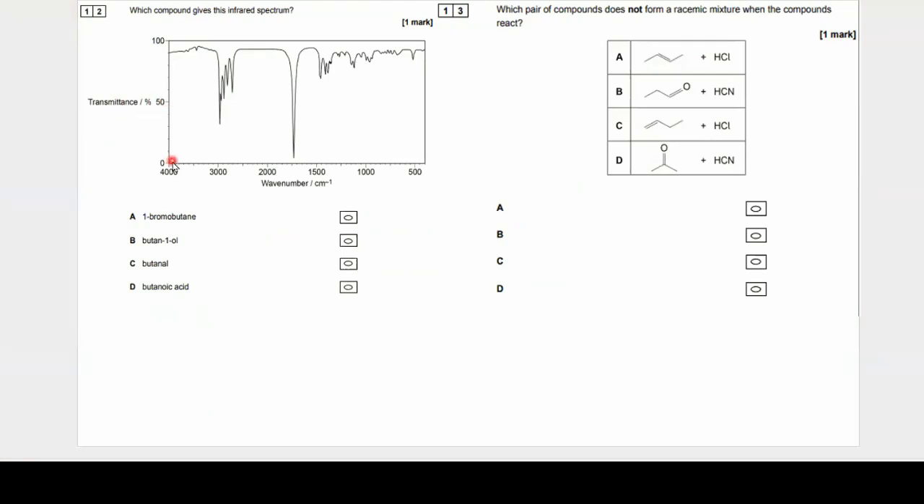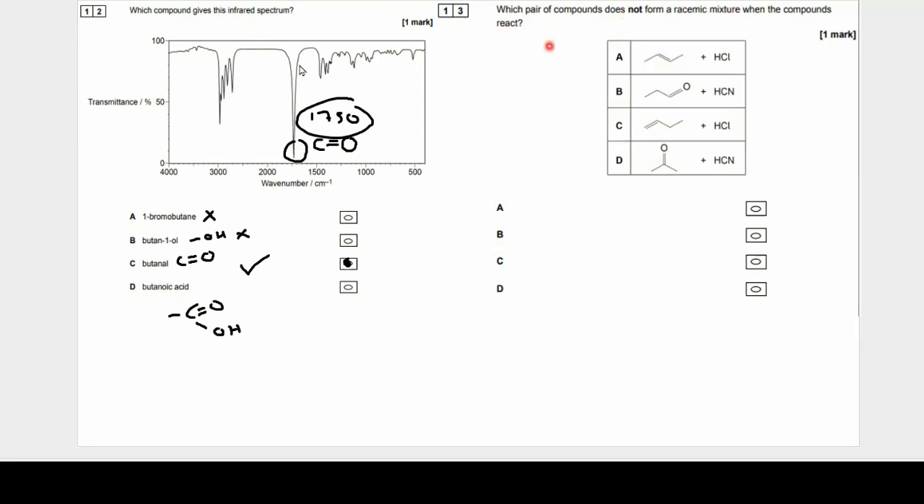Which compound gives this infrared spectrum? Okay, so you've got this here. You'd look this up in your data book, and this would be 1750, which is a carbonyl group, the C double bond O. And you've got 1-bromobutane that doesn't contain that bond. You've got butan-1-ol, alcohol, doesn't contain the bond. You've got butanal, which does contain that bond. So the answer is C.